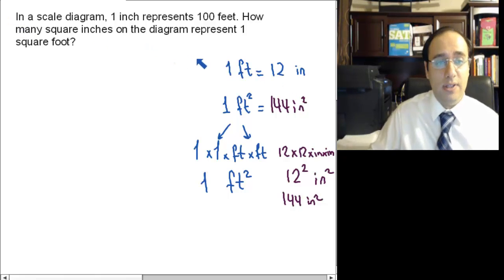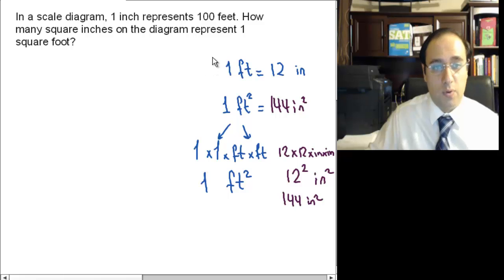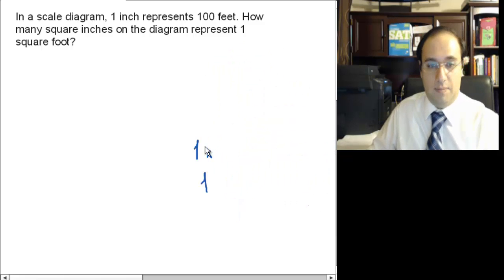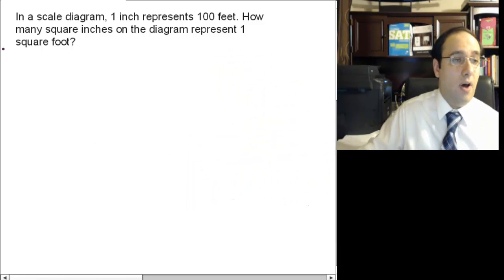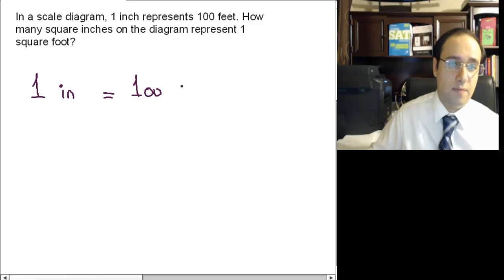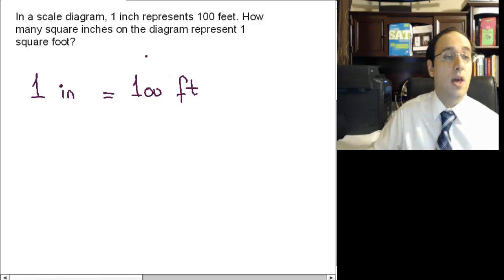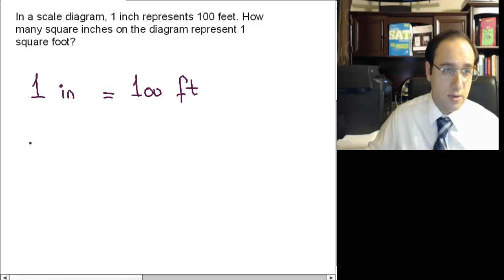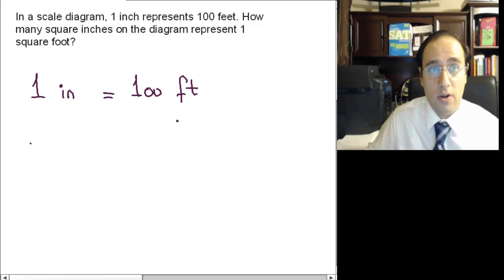Now let's take a look at our problem right here. Let me get this out of the way. On this diagram, we know that 1 inch equals 100 feet. How many square inches on the diagram represent 1 square foot?